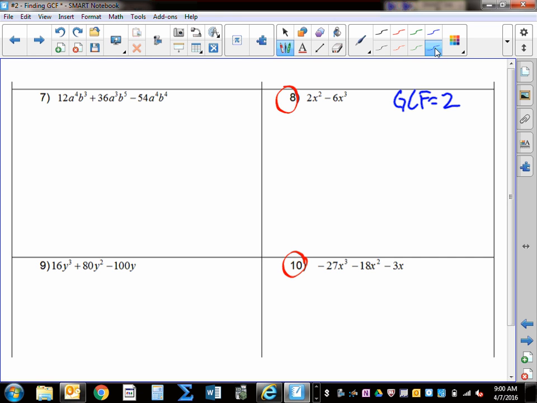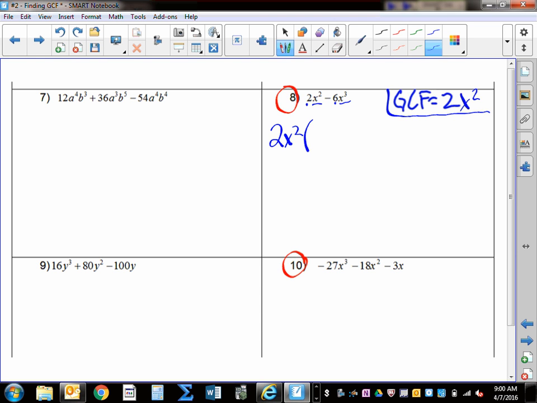Alright, so we took care of our numbers, but what about our variables? X squared and x cubed. What's my GCF of those? X squared. Good. The smaller of the two exponents. So my entire GCF is 2x squared. So we write that off to the side. Now let's go ahead and factor out 2x squared.